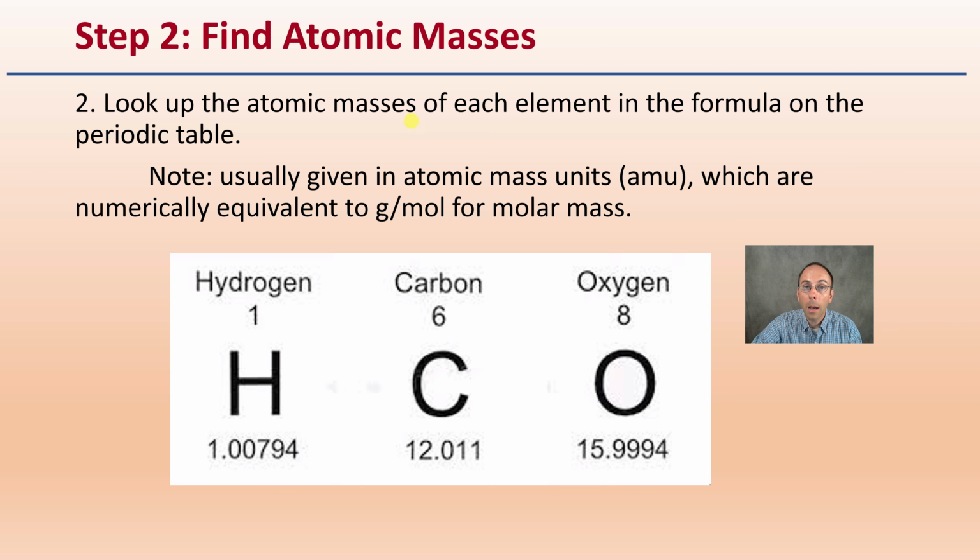You want to look up the atomic masses of each element in the formula on the periodic table. Note, usually it's given as atomic mass units, or AMUs, which are numerically equivalent to grams per mole for molar mass. So here we see an example of hydrogen, carbon is another example, and oxygen. Because we're looking at water, H2O, we're going to focus on the hydrogen as well as the oxygen in our example here.